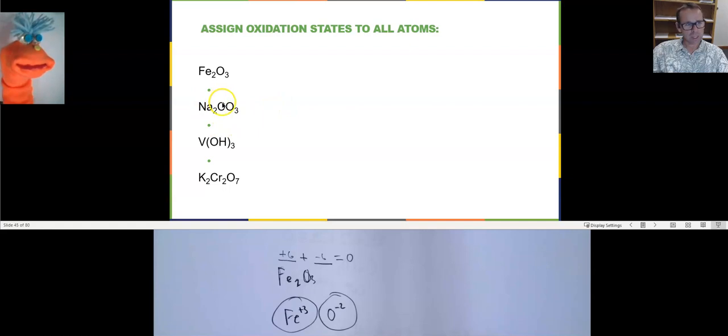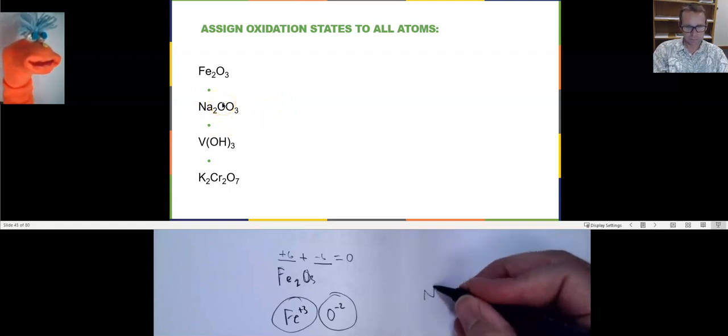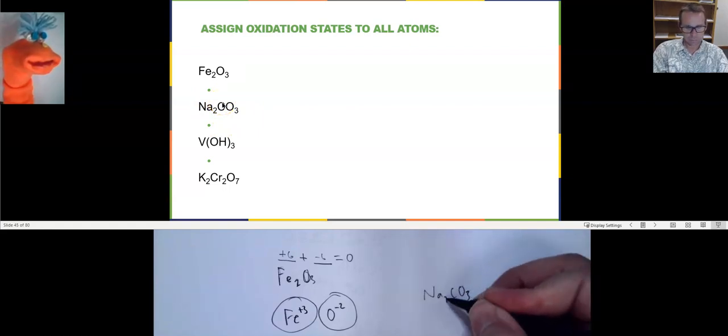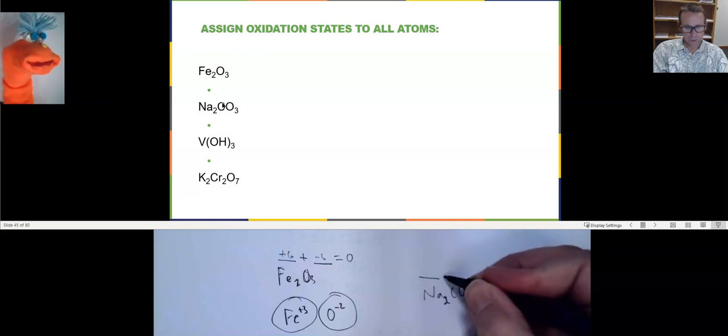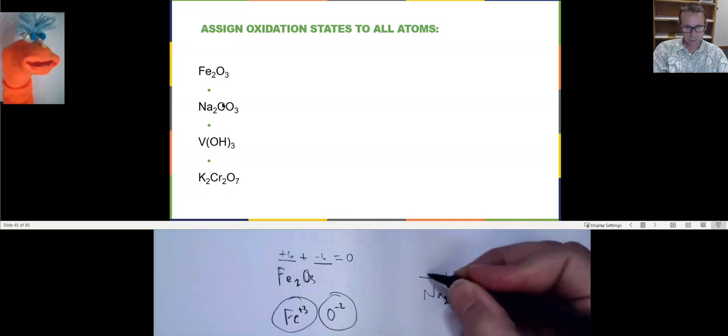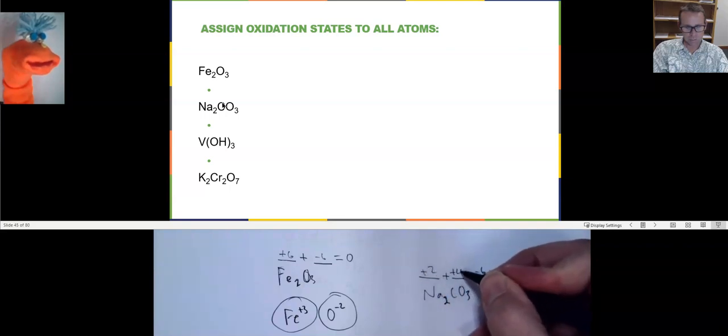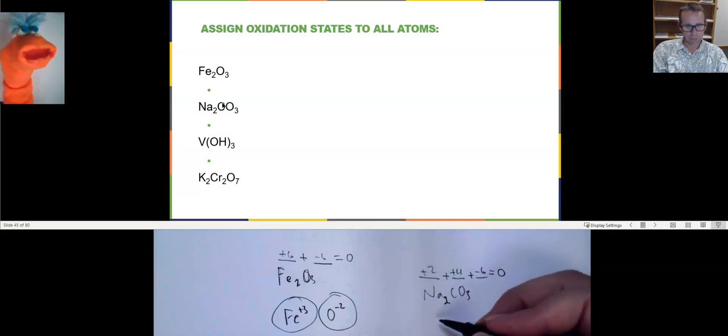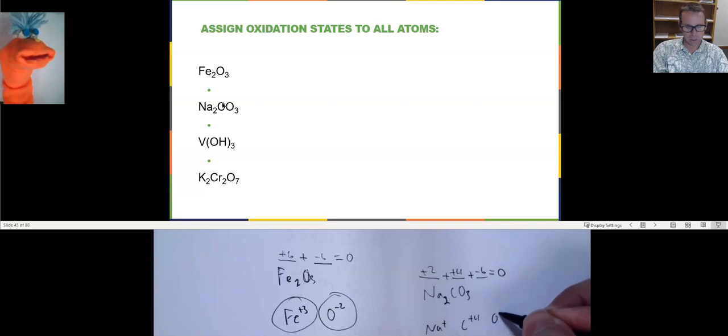All right, sodium carbonate, Na2CO3. Contribution by the sodium plus that of the carbons plus that of the oxygens equals 0. No charge on this thing. So -6, so +2, +4, is that right? Yeah, okay. So sodium is a +1, carbon's a +4, and oxygen's a -2.